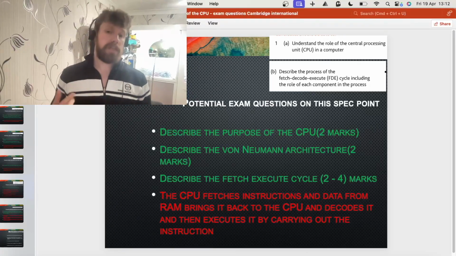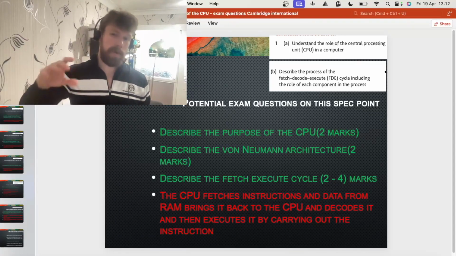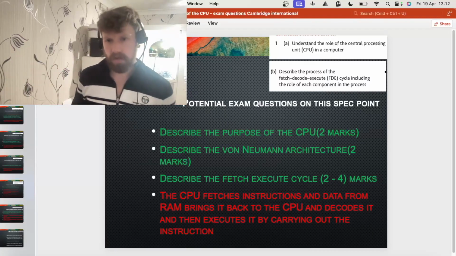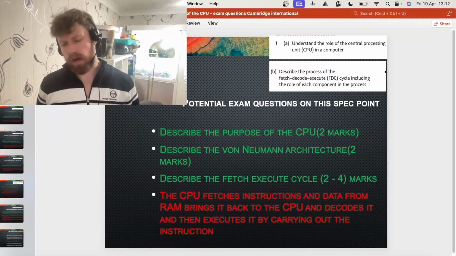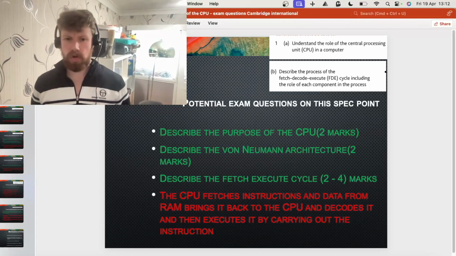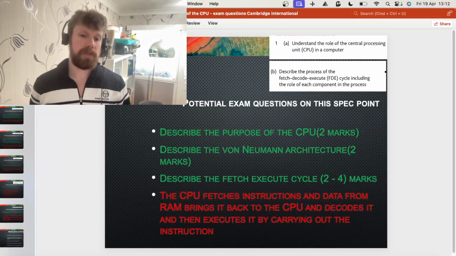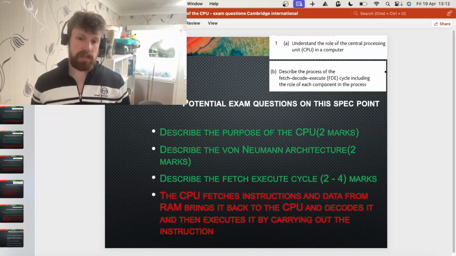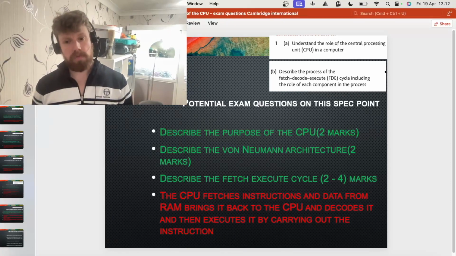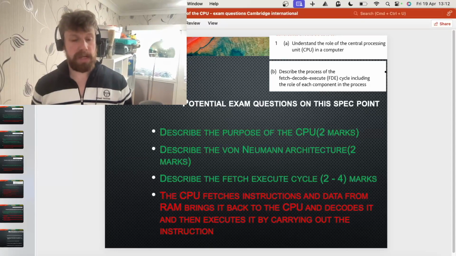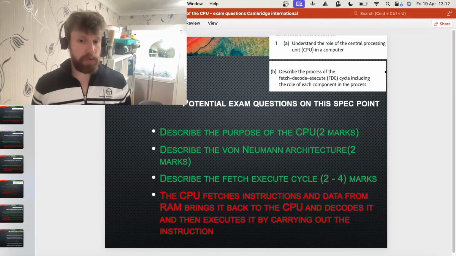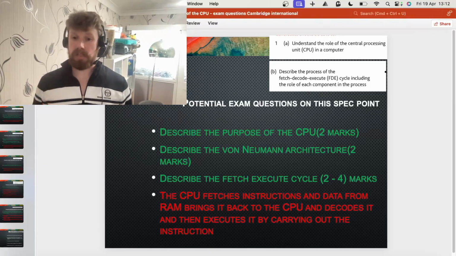So these are the potential questions on these topics. You've got describe the purpose of the CPU. At the end, you've got describe the fetch, decode, execute cycle. I've put in there the von Neumann architecture. That's a potential one that could come up. And you can use the same answer for every single one of these. So the answer is the CPU fetches instructions and data from RAM, brings it back to the CPU, decodes it, and then executes it by carrying out the instruction. A final little point that you might want to put on there is that the process is then repeated, and that's talking about the fetch execute cycle.